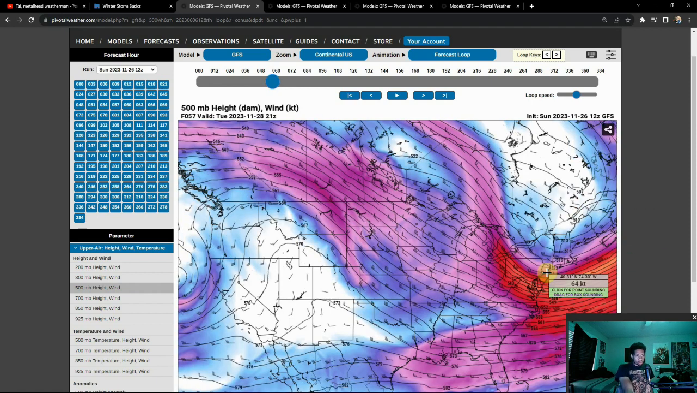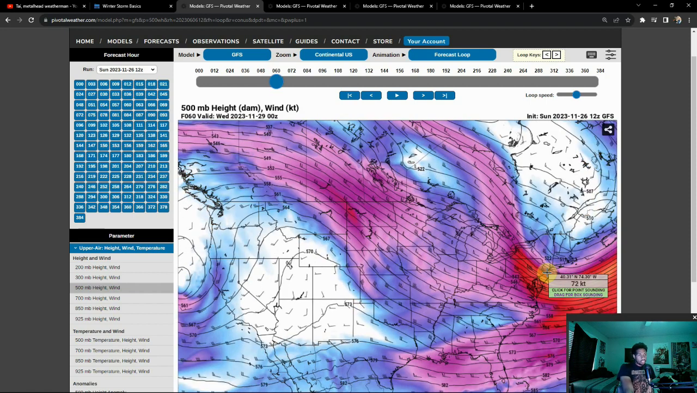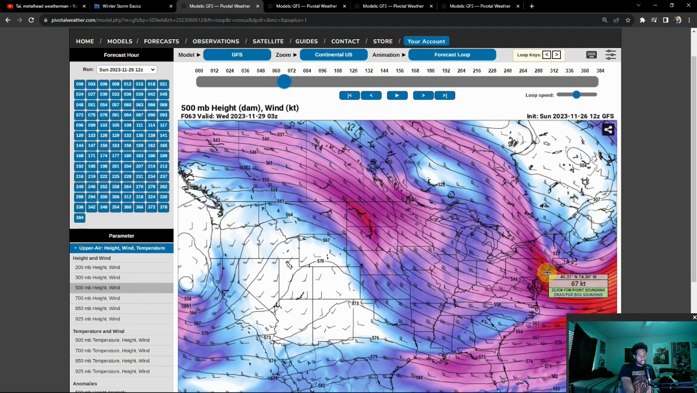But of course, we know that cold air can be mysterious as well as moisture returns. So we've got to still take it with a grain of salt, even at this shorter notice. Nonetheless, there's still plenty of time for things to change.